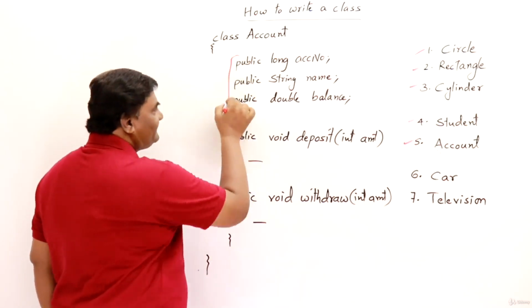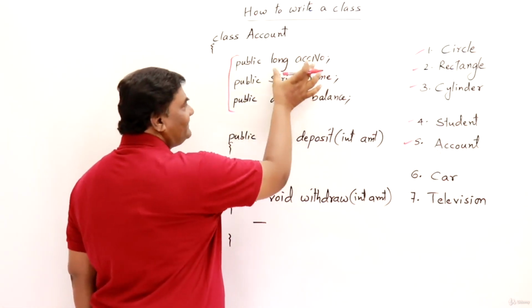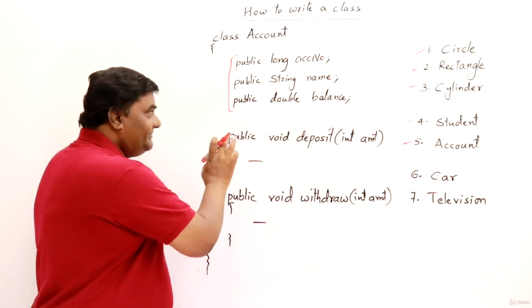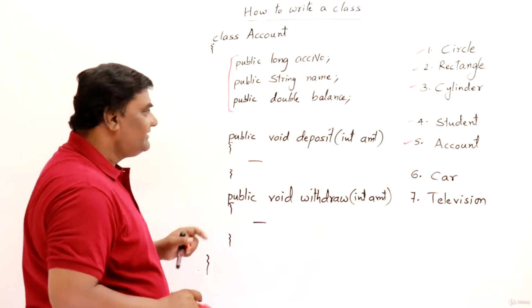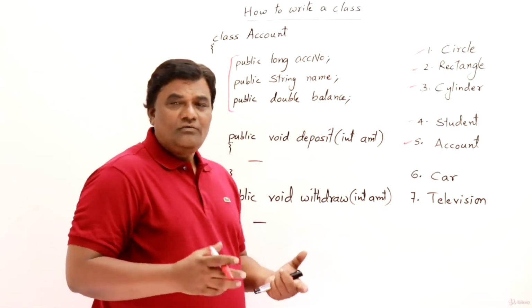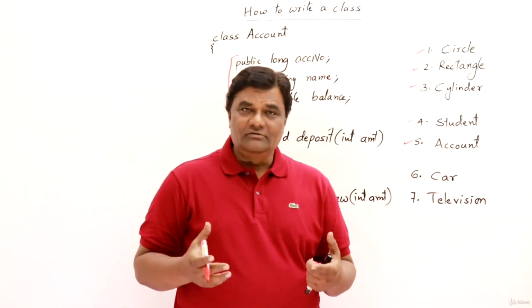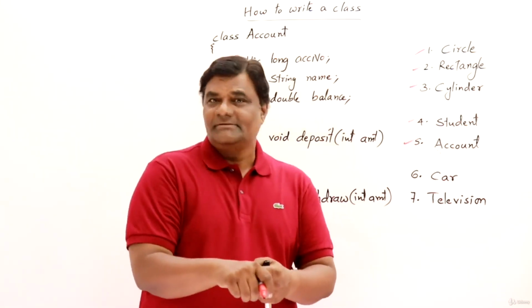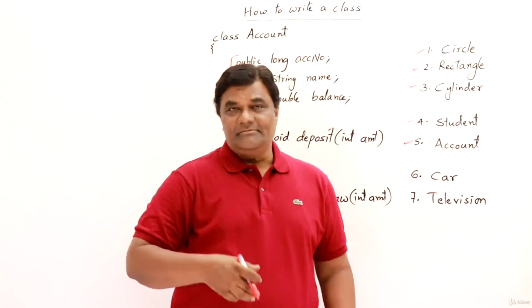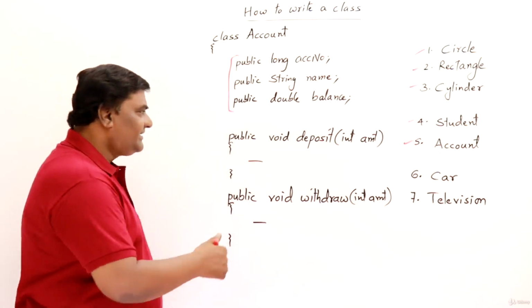So these are the properties, right? All these are variables, and data type is important there. Now next is methods. What can you do with an account? You can deposit some amount, you can withdraw some amount. So I have two methods here.